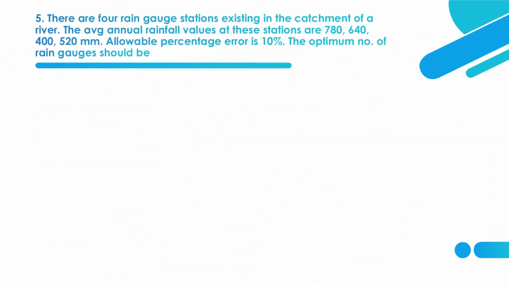There are four rain gauge stations existing in the catchment of a river. The average annual rainfall values at these stations are 780, 640, 400, and 520 mm. So four rainfall values are given. We have to calculate the optimum number of rain gauges by allowing a percentage of error of 10%. So what will be the optimum number of rain gauges? There are three formulas to be followed here. By using those three formulas, we can get the answer for the optimum number of rain gauges. So here the answer is 8.